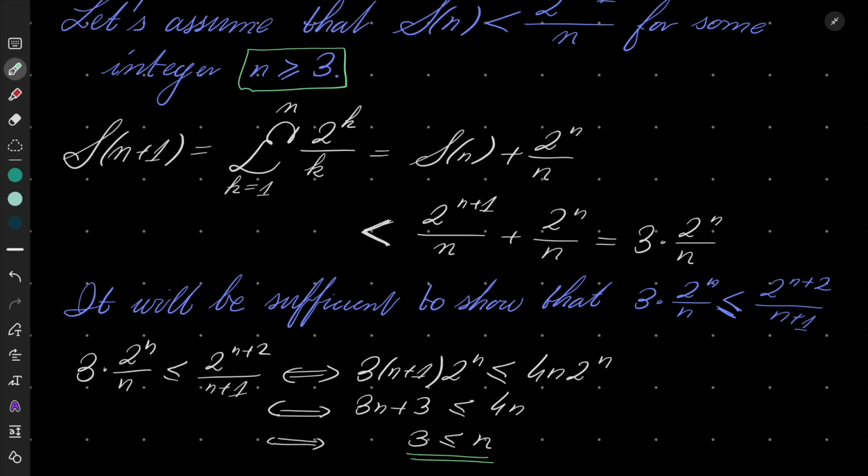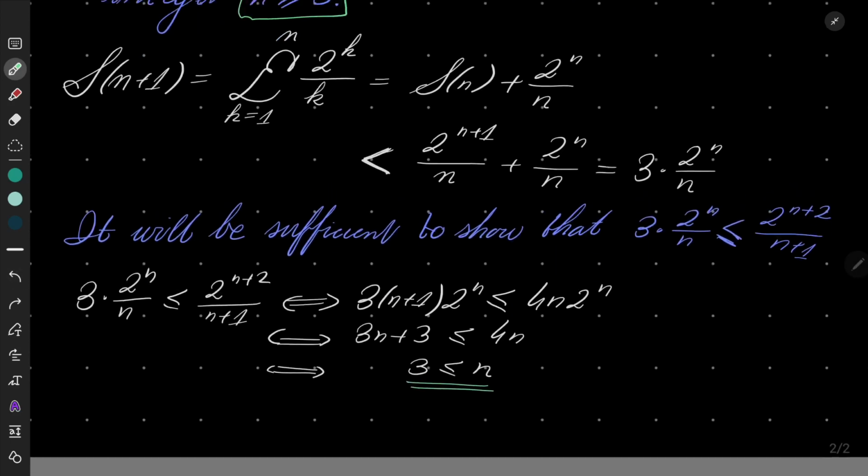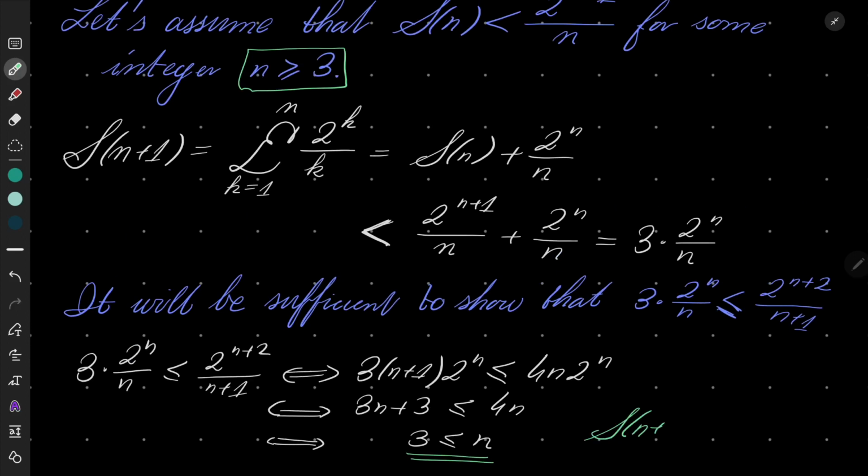So in other words, that implies that s of n plus 1 is less than 2 to the power n plus 2 over n plus 1. Sorry, I'm running out of space. And that closes our induction, because we have checked the first two cases separately, and now we have made our induction step. And that means that our inequality is in fact true for every integer n greater than or equal to 3.